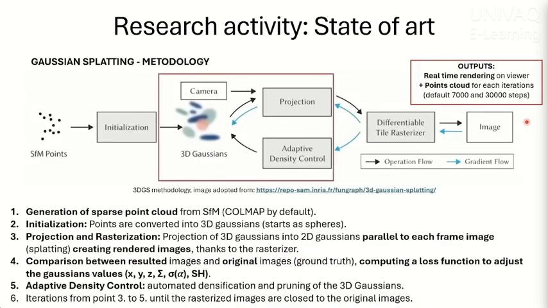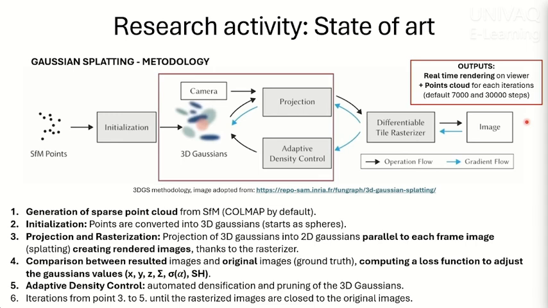The Gaussian splatting methodology starts from the generation of a sparse point cloud from structure from motion, normally by default COLMAP. The second step is the initialization, where the points are converted into 3D Gaussians, starting as spheres at the first attempts. The third step is the projection and the rasterization, which projects the 3D Gaussians onto each frame image, creating the rendered images thanks to the rasterizer.